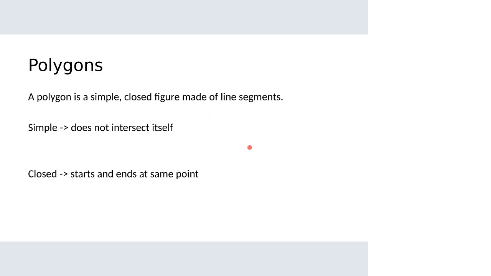So I can have any kind of goofy shape. If it doesn't intersect itself, then it's simple. If it does intersect itself, then it's not simple. And as far as closed goes, if it starts and ends at the same point when I draw it, it would be closed. But something like this is not closed because when I drew it, I didn't start and end at the same point.